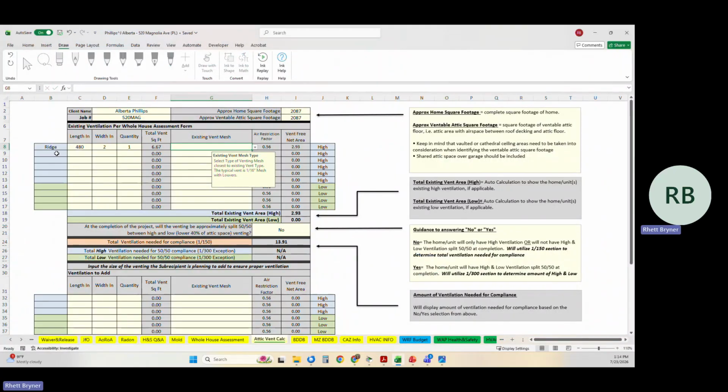And if you were going to do each one individually, you could do one. But if you had individual soffits, you would count how many soffits you have and how large they are. All right. So next is your vent mesh.